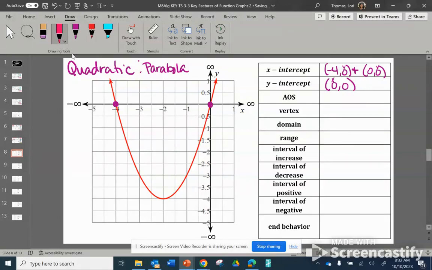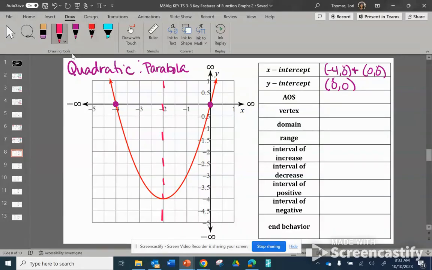Now, our AOS, axis of symmetry, is the vertical line that runs down the middle of our parabola, and it intersects and divides it into 2 equal parts. The axis of symmetry is the line in which the right and left side of the graph mirror each other.